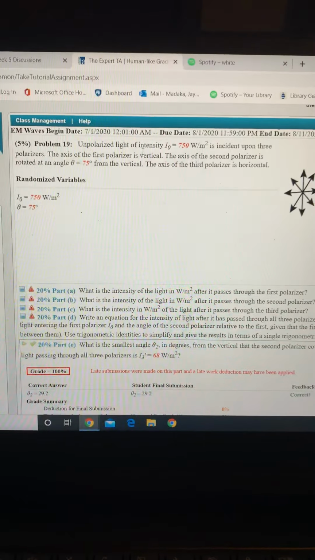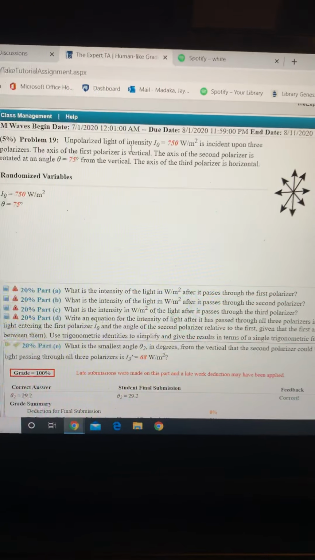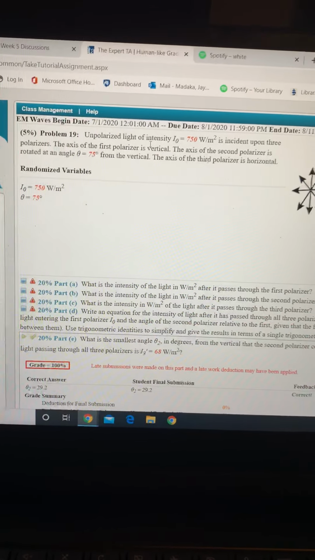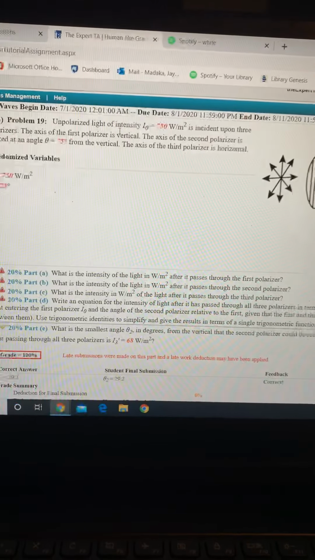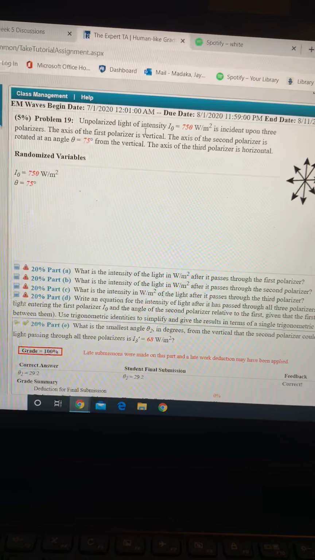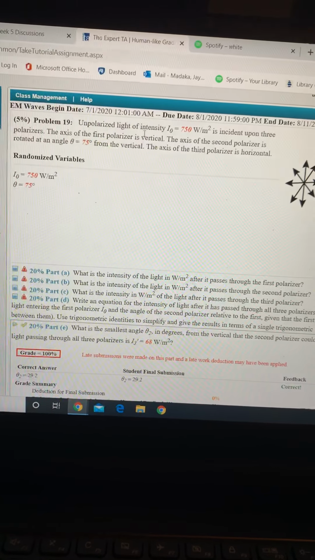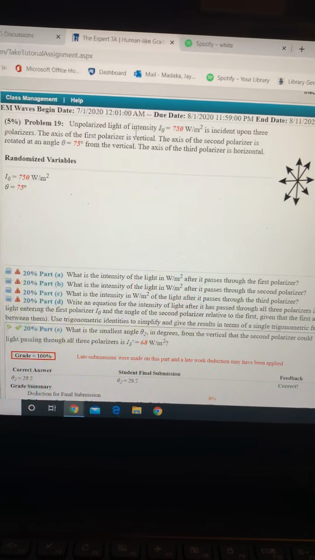So unpolarized light of intensity I naught equal to 750 watts per meter squared is incident upon three polarizers. The axis of the first polarizer is vertical. The axis of the second polarizer is rotated at an angle of 75 degrees from the vertical, and the axis of the third polarizer is horizontal.